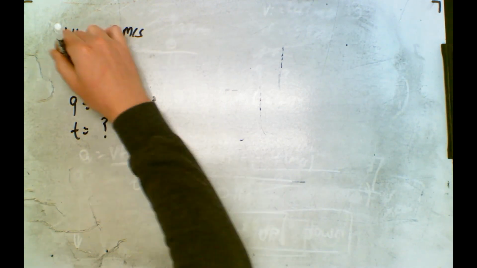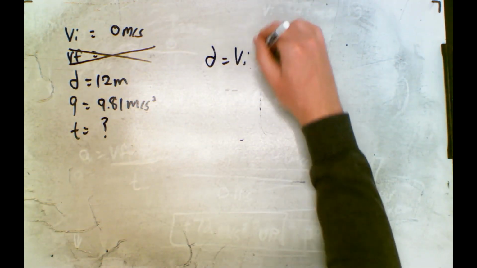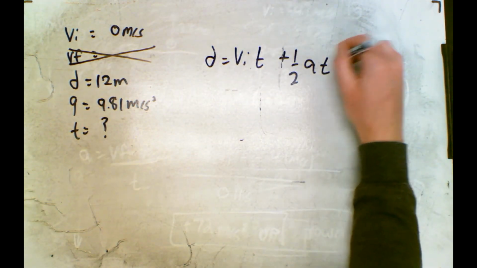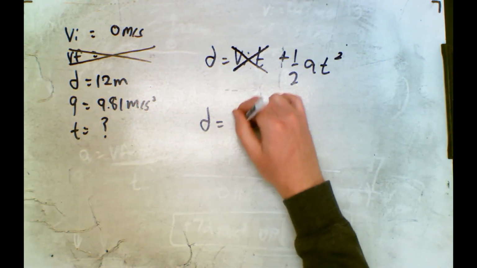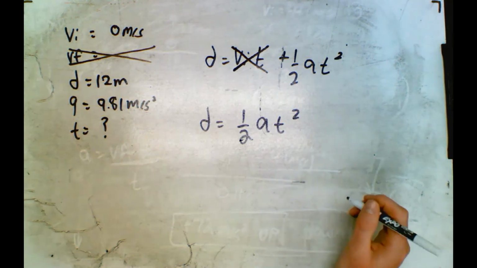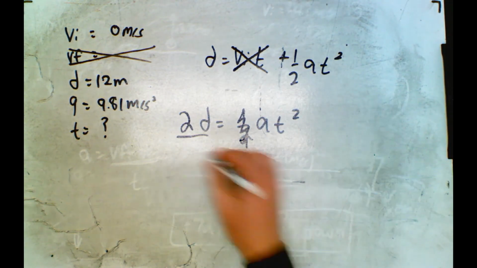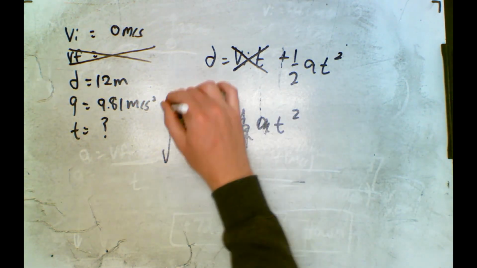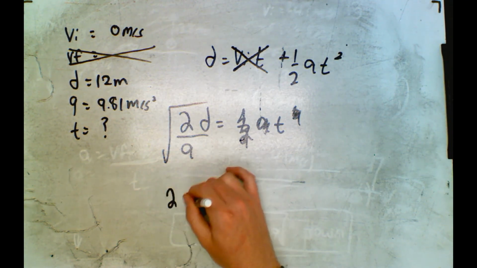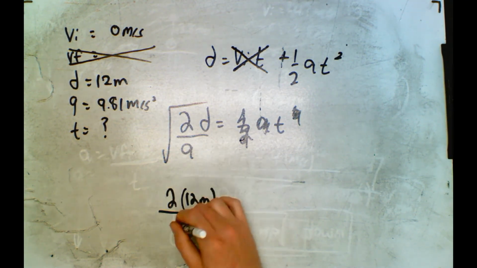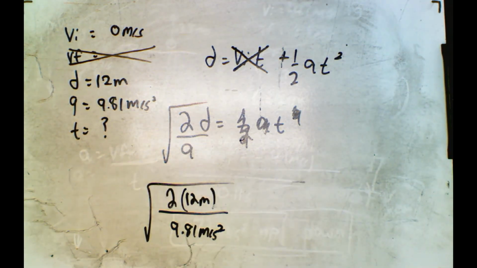We want to find the time, so we don't have final velocity. So the only formula without final velocity is this one right here. And because our initial velocity is 0, get rid of that. So we have d equals 1/2 at squared. So we want to find time, so we have to rearrange it. So I move 2 up top, I move a down below, and square root both sides to get rid of that. So it just ends up being 2 times 12 meters divided by 9.81 meters per second squared. And I have to square root my answer.